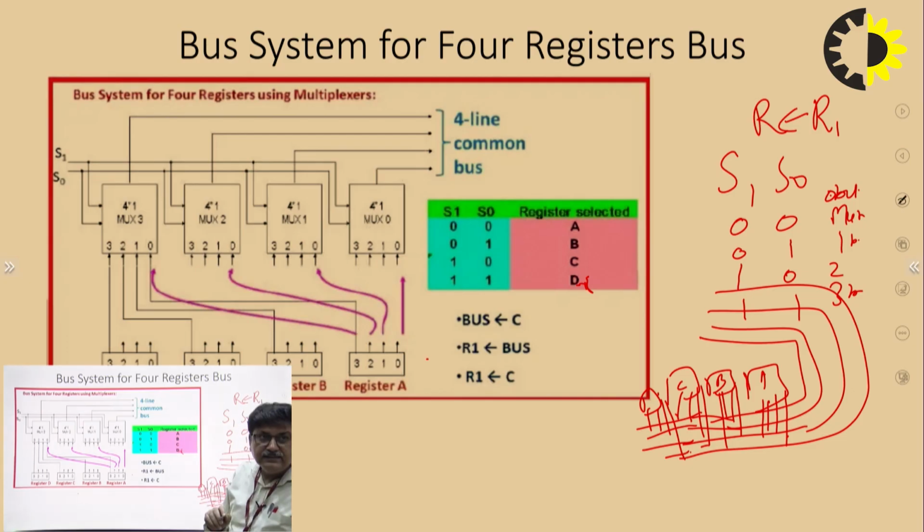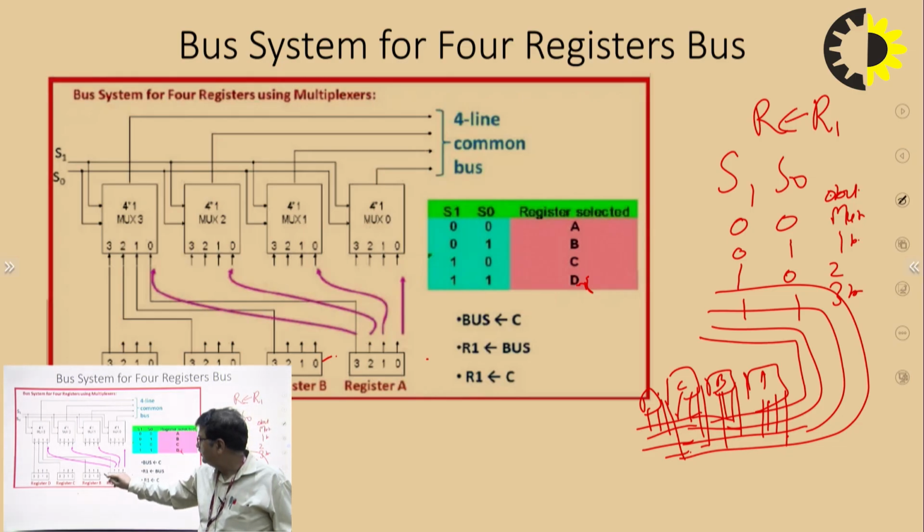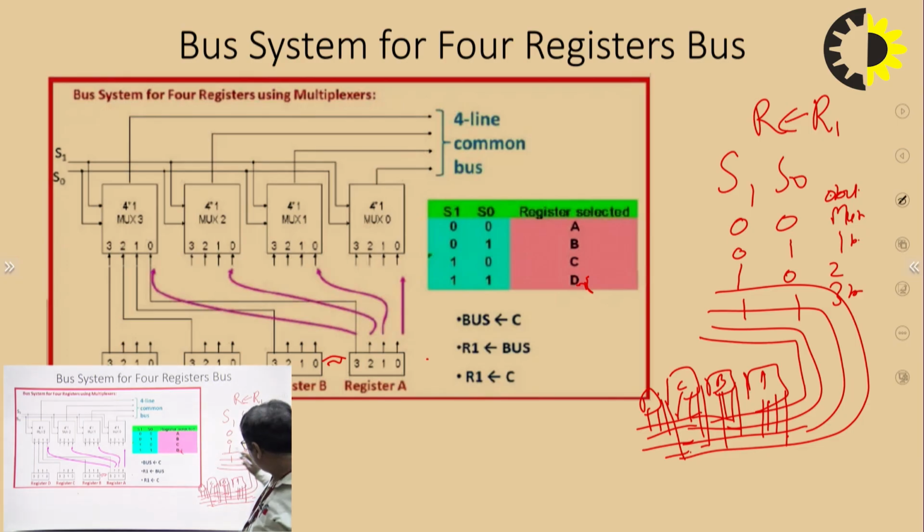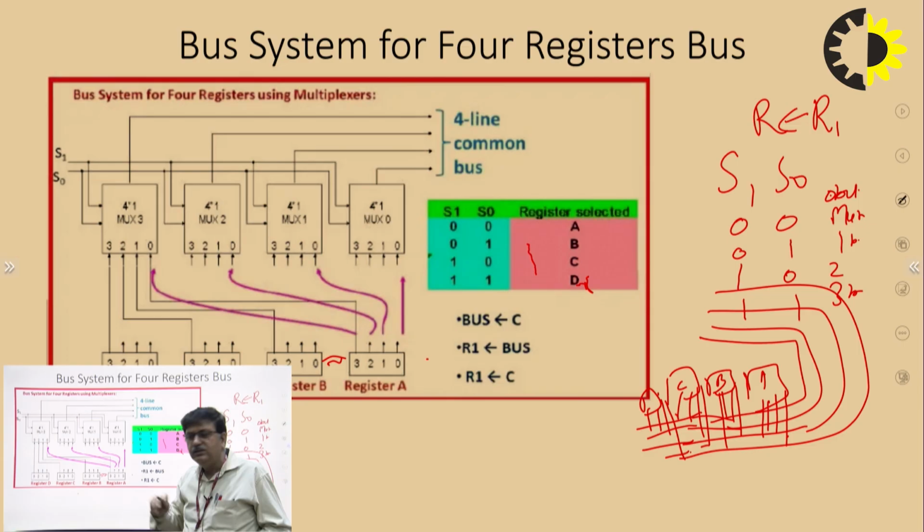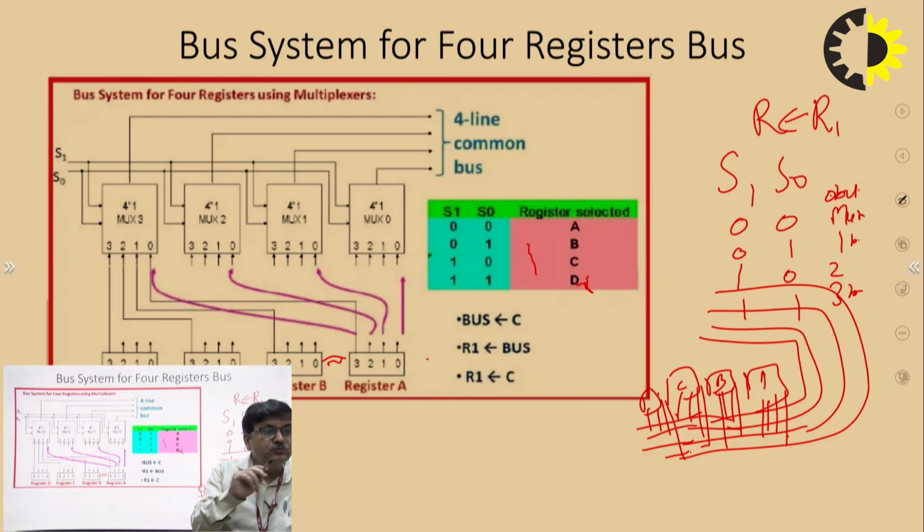And when the control signal for a particular register is active, suppose the load signal of register B is activated, then this value of A is transferred to register B. In this way, we will transfer data through this whole cycle.